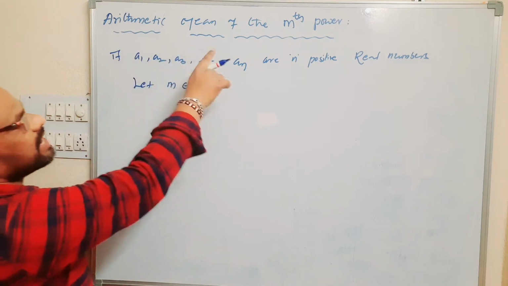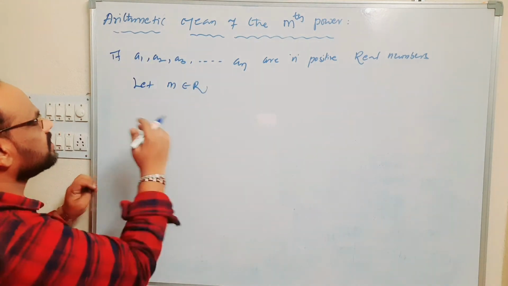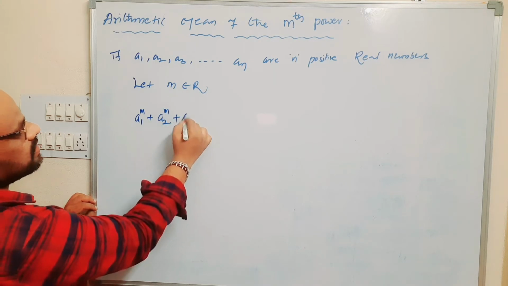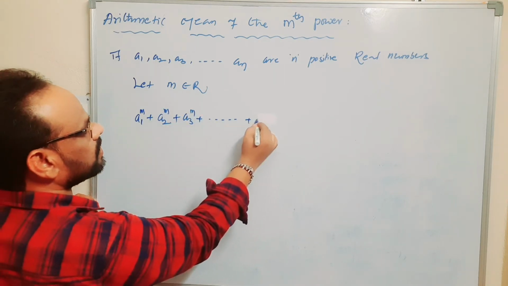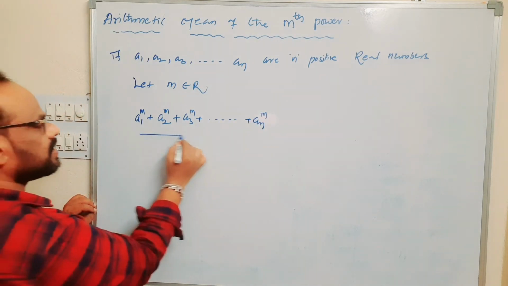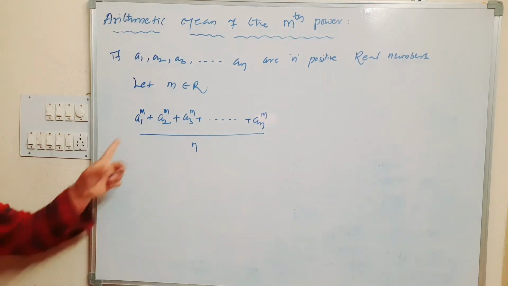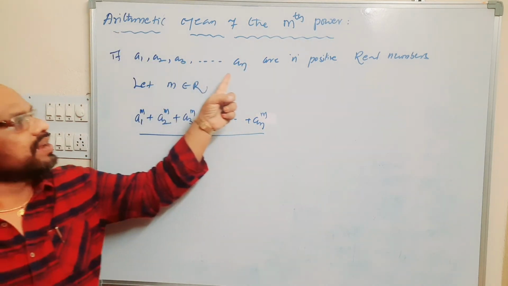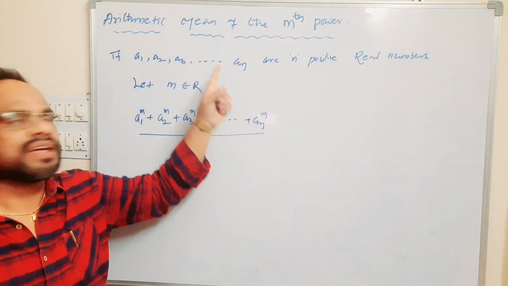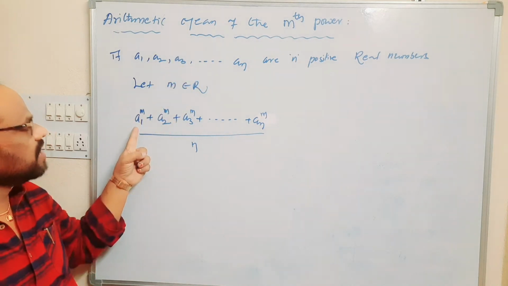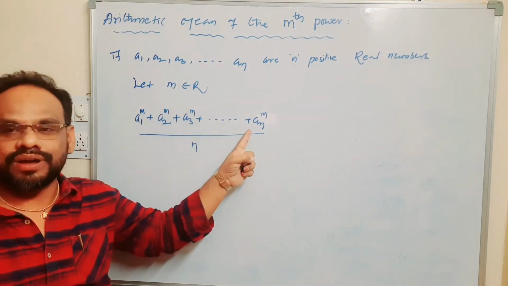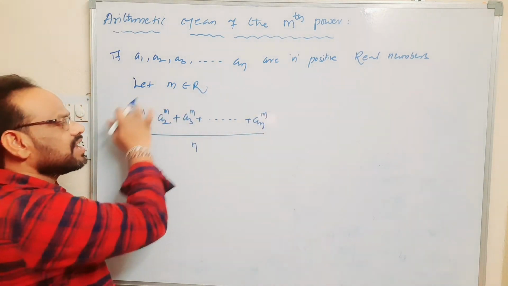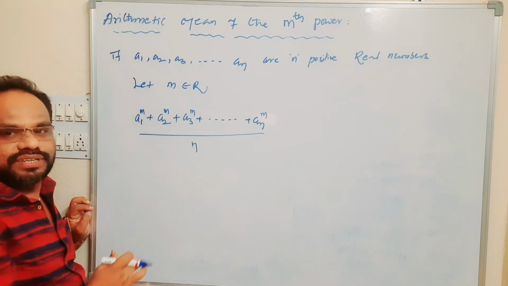Observe here, the arithmetic mean of the mth power is nothing but a1 power m plus a2 power m plus a3 power m plus and so on plus an power m by n, here the number of terms is n. Let a1, a2, a3 and so on an be n positive real numbers, m any real number, then the arithmetic mean of the mth power is a1 power m plus a2 power m plus a3 power m plus and so on plus an power m by n. This value always depends on m value.